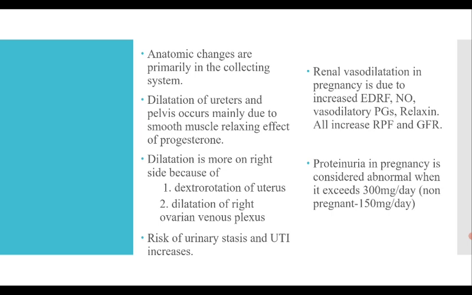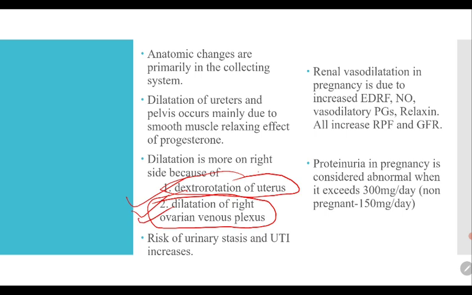In the anatomical changes, most of the anatomical changes will happen in the collecting system. There will be a dilatation of the ureter and pelvis, because of the relaxing effect of progesterone on the smooth muscles. Also dilatation is more on the right side because of dextrorotation of the uterus and dilatation of the right ovarian venous plexus. Remember, very important: these two things cause dilatation more on the right side. Then the risk of urinary stasis and UTI also increases in pregnancy.